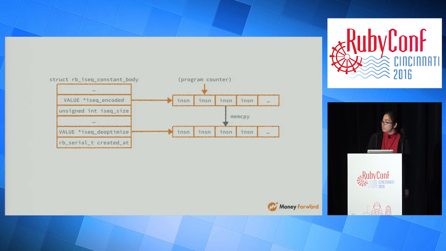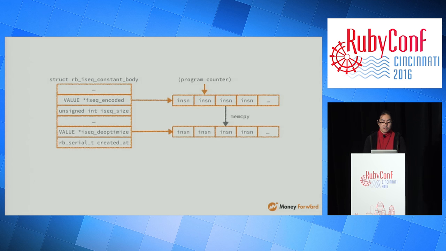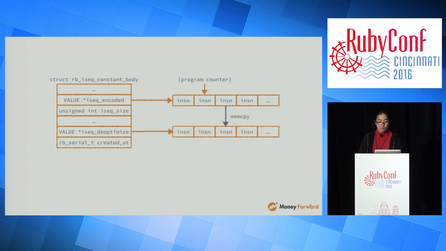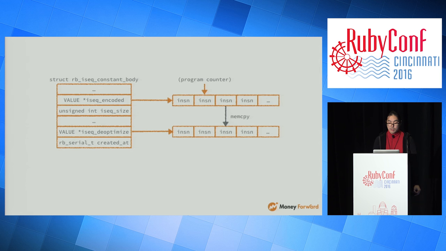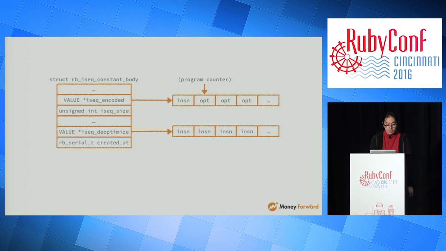Now, in our implementation, two new fields named iseq_deoptimize and created_at are introduced. The iseq_deoptimize is a simple copy of iseq_encoded, what has been there. We'll visit the created_at field later. Now, all right, assume we have some optimizations. iseq_encoded got changed from what it originally was. How do we cancel this? It's quite easy. We save the sequence for this reason, so just write them back.